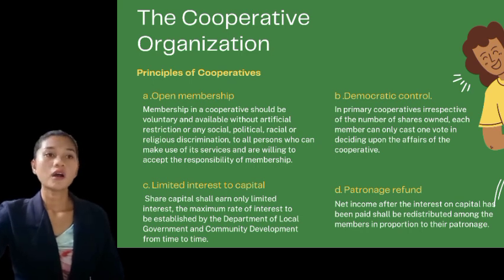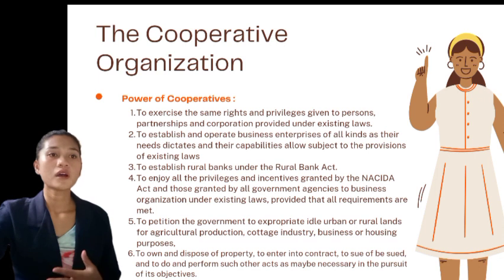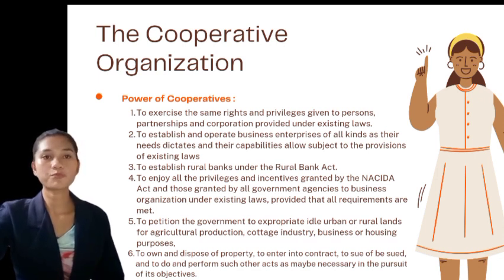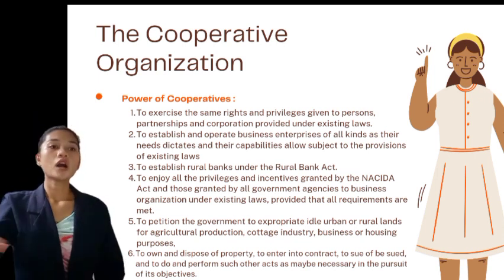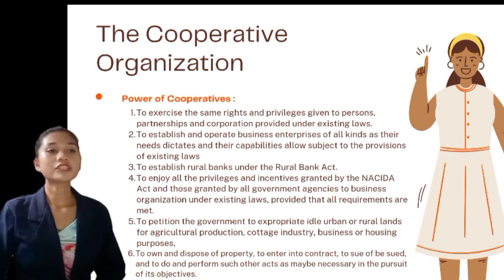So, alright, let's move on to the powers of cooperatives. The first is to exercise the rights and privileges given to a person, partnership, and corporation provided under existing law. And the second, to establish and operate business enterprises of all kinds as their needs dictate and their capabilities allow, subject to the provisions of existing laws. And the third is to establish rural banks under the Rural Banks Act.